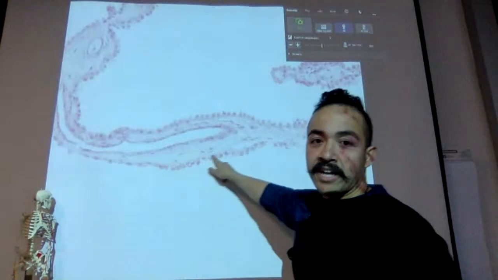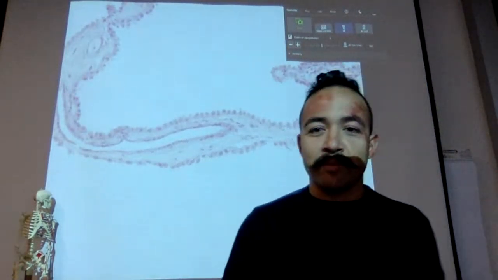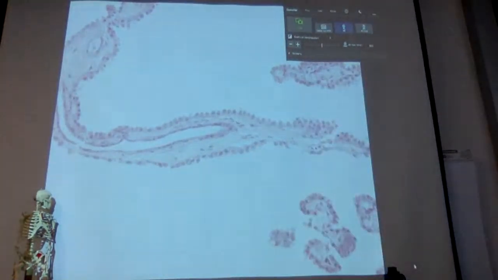These are ependymal cells. I know they look like simple cuboidal. Someone said that, but that's what they are.